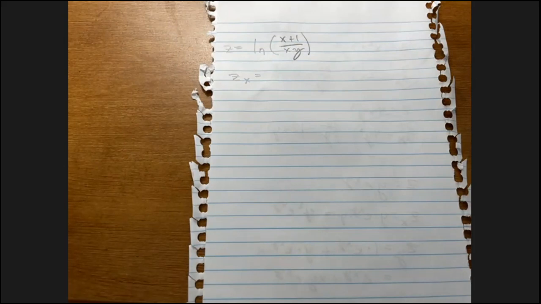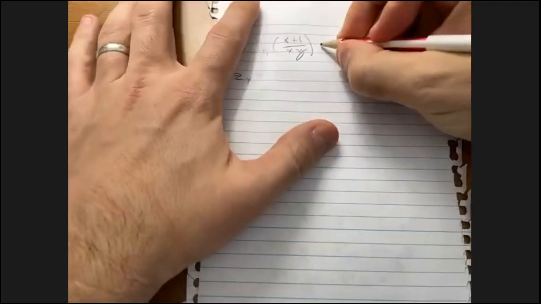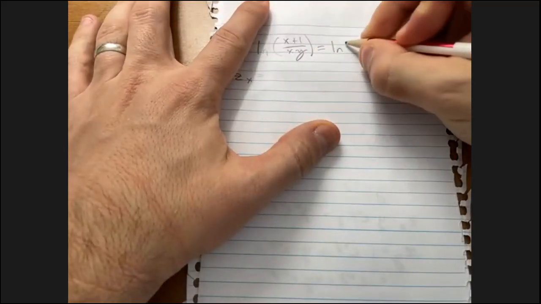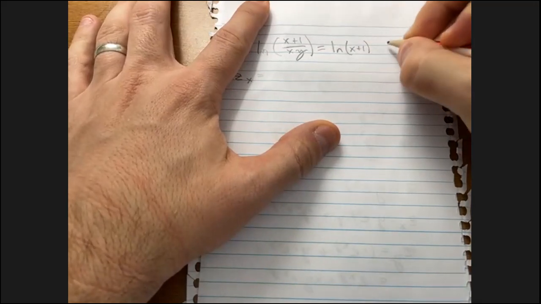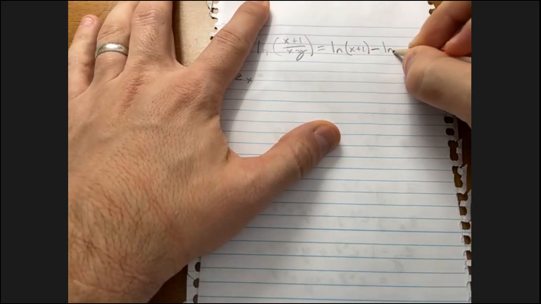We could split up this natural log if we want. It won't change the answer. The answer will be the same no matter how we do it. You guys want to do that? What do you say? Split up the natural log or leave it? Split it up. Let's do it. Okay, so this is equal to the natural log of x plus 1 minus the natural log of xy.